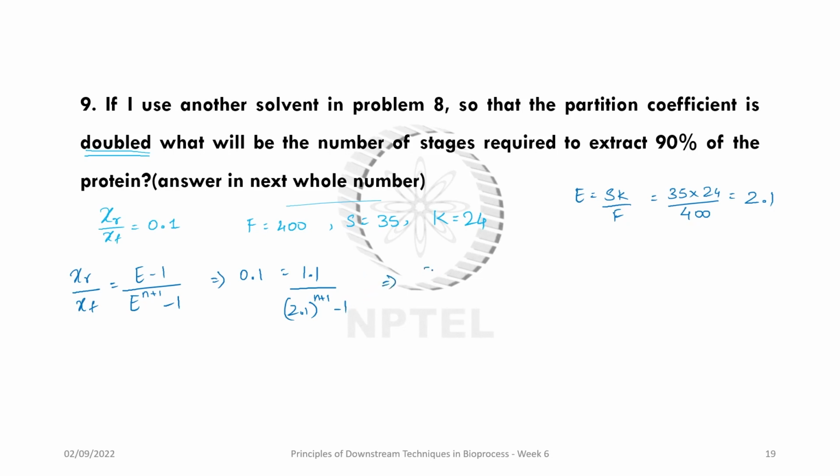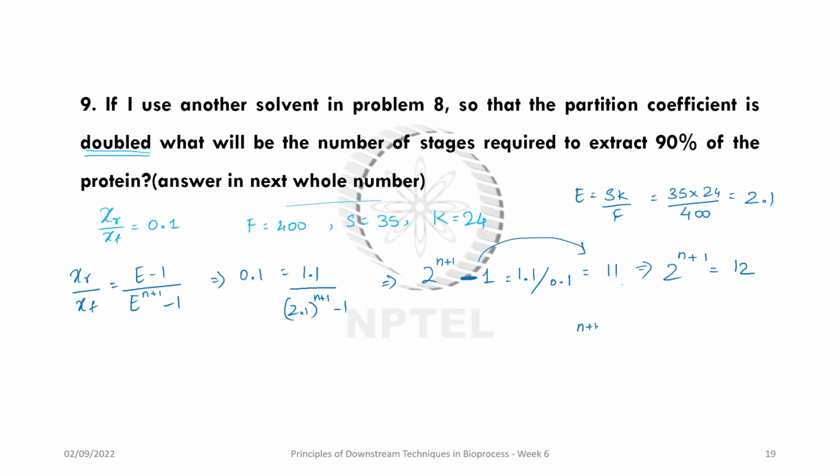Again taking it to the other side, 2.1 power n plus 1 minus 1 is equal to 1.1 divided by 0.1, which is 11. Correct? Is that right? 1.1 divided by 0.1 would be 11, which gives us 2.1 power n plus 1 is equal to, if I take the 1 to the other side, 12.